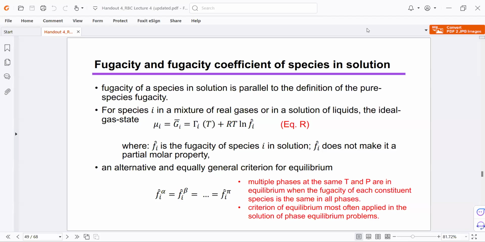Hello, everybody. Today we will continue our lecture on fugacity and fugacity coefficient. This time we will also tackle the fugacity of species in solutions.